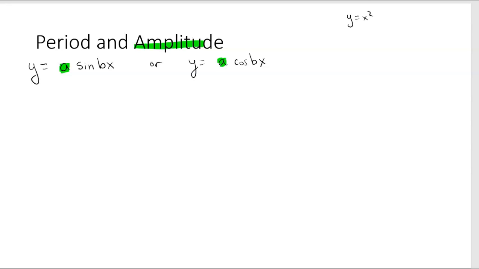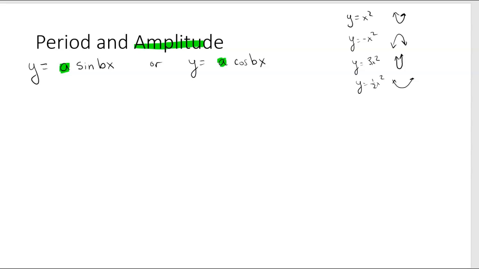If our parent function was y is equal to x squared, right? Our parabola kind of opened upwards. If I had a negative x squared, my parabola opened downwards. And if I had a 3x squared, right, it almost looks like it was being vertically stretched, a little skinnier. Or if I had, say, a 1/2 x squared, it would be a little wider.